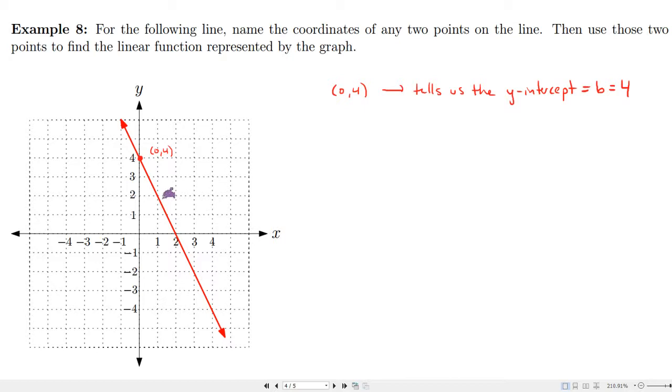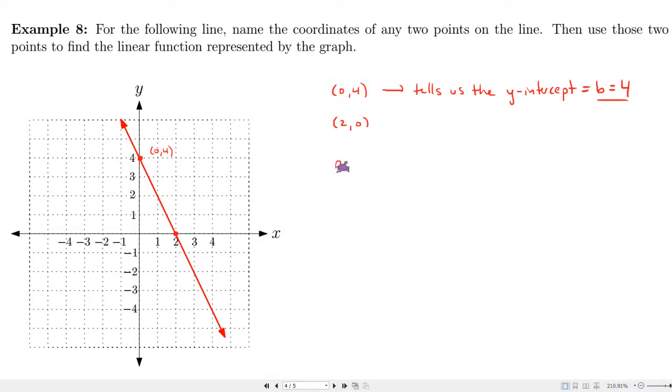Okay, and now at this point you can pick any other point that you want. I'm going to pick this point, but you can pick any point that you want on that line. I'm picking this point just because I think the math will work out pretty nicely. So the other point is 2, 0. All right, now we have b.